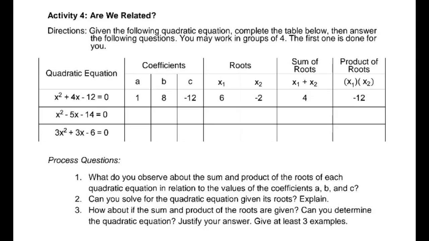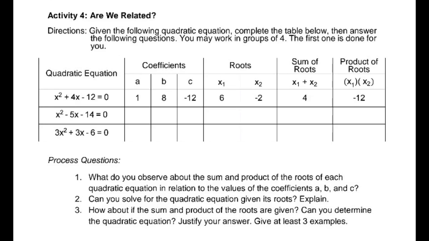Then activity 4, are we related? Given the following quadratic equation, complete the table below, then answer the following questions. You may work in groups of 4. The first one is done for you. So for example, number 1, x squared plus 4x minus 12 equals 0. This is the quadratic equation.